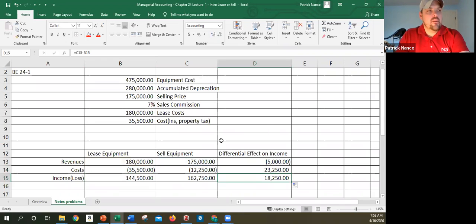Now, this is a future chapter, but arguably you could change these revenues up based on the fact that they're coming in over time rather than on a single date. But we don't have that grasp quite as well on time value of money quite yet, so we won't worry about that. But there are some other methods we could use for this. But for the purposes of this chapter, this would tell me that I need to sell the equipment because it's $18,000 better financially than to lease the equipment.